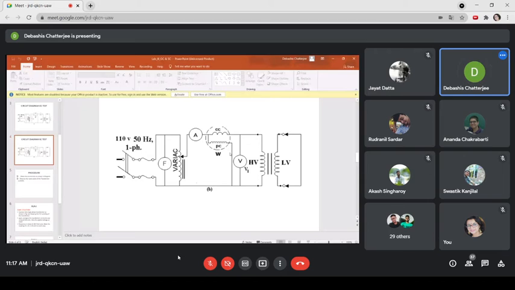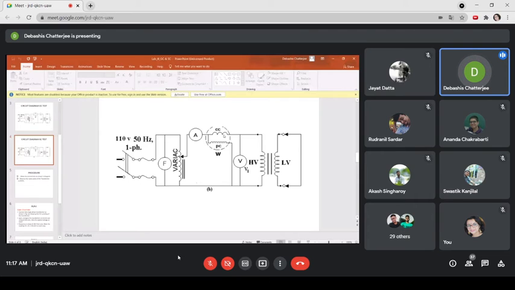You remember the earlier example: the rated current in the low voltage side is 10 ampere. So a wattmeter is required which has a current coil of 10 ampere and a potential coil rated for 10 volts. It is very difficult to find such an instrument, right?